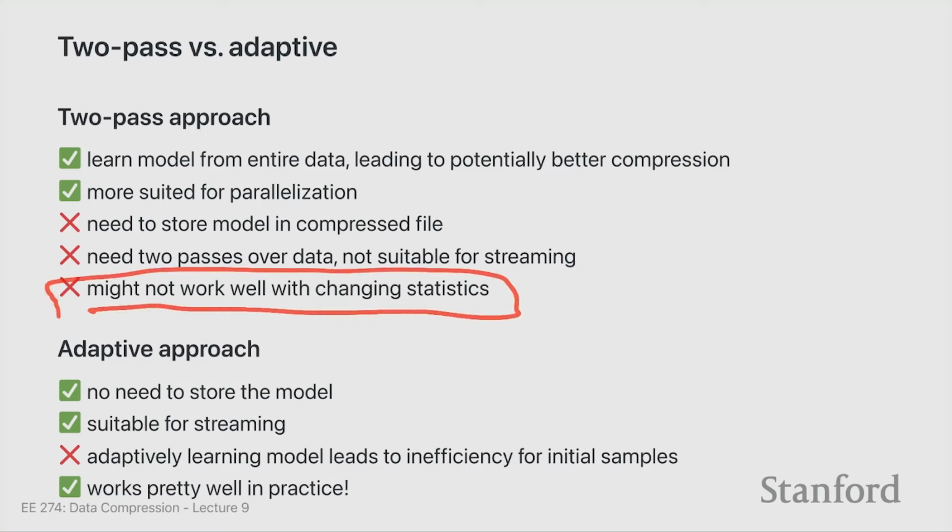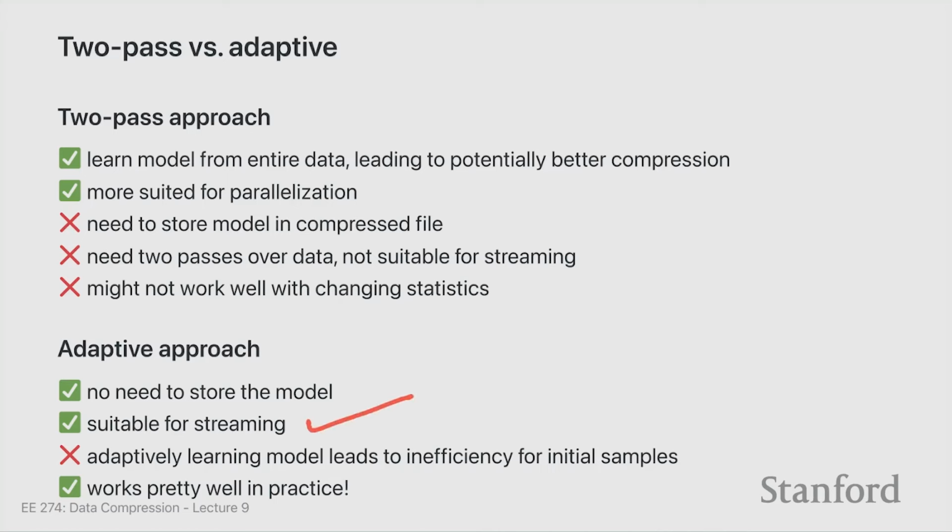And if your data has statistics that change over time, like if you have a file which starts with a novel and then suddenly turns into code or something, then the model you learn will be a mixture of the two models and it won't do as well. Whereas adaptive might work even in this case. So with adaptive, the nice thing is you don't need to store the model. It is good for streaming. You can compress as it goes. One bad thing is that initially the model is very bad. You don't know anything. You don't assume anything about the world. So initially you might get slightly bad compression, but it works well in practice.